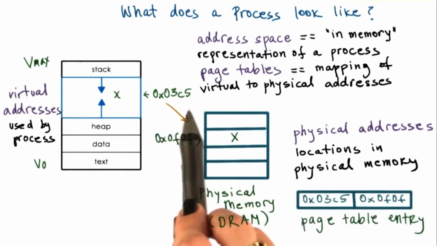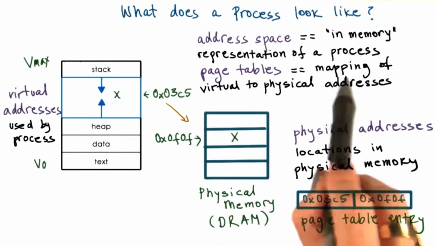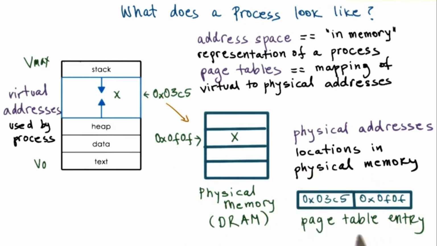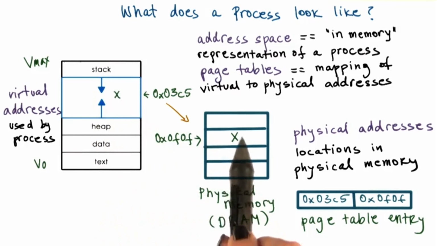As long as the mapping between 03C5 and 0F0F is present in this mapping table, this is a page table and this is a page table entry, any access of the process to X will in fact access the correct physical location where X is stored.